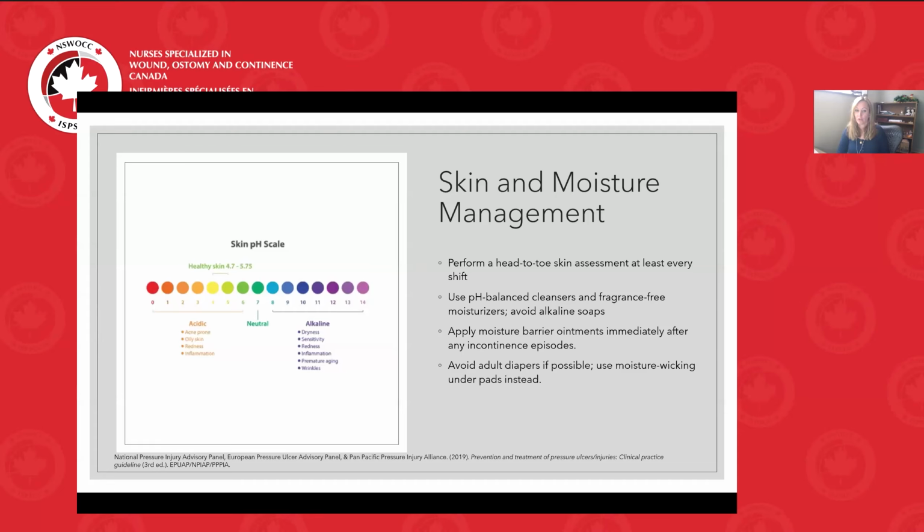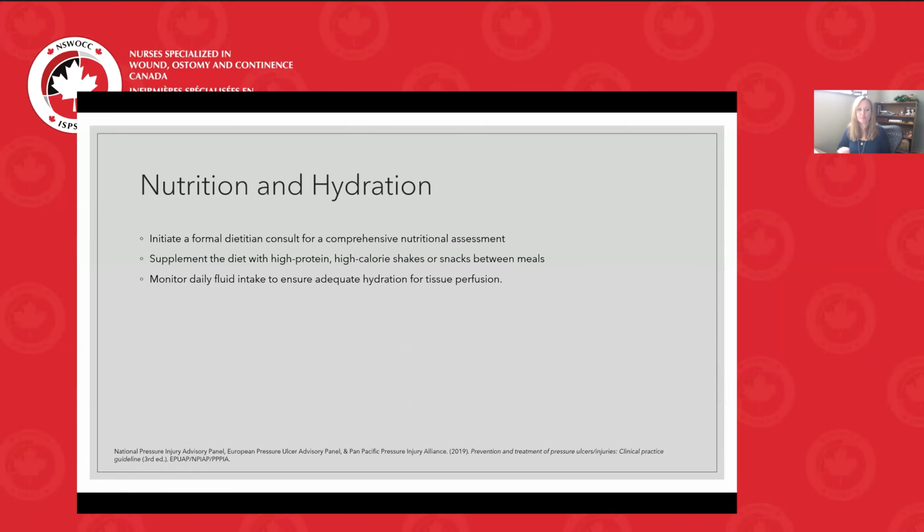We want to make sure that we're using pH balanced cleansers, fragrance-free moisturizers. We know our patients love those lotions and potions that smell good. Unfortunately, those that have a lot of scents in them oftentimes also have a lot of alcohol content in them, so they can actually dry the skin out more, which then puts our patients at even higher risk for the development of a pressure injury.